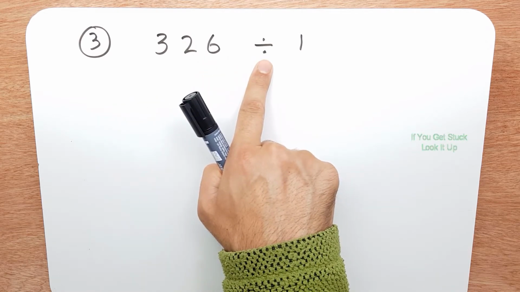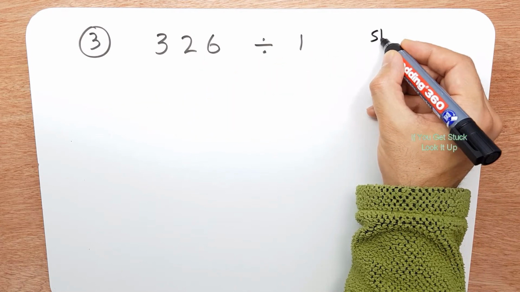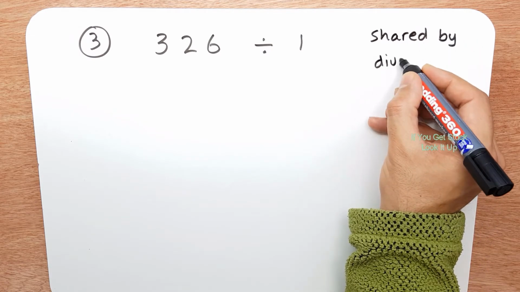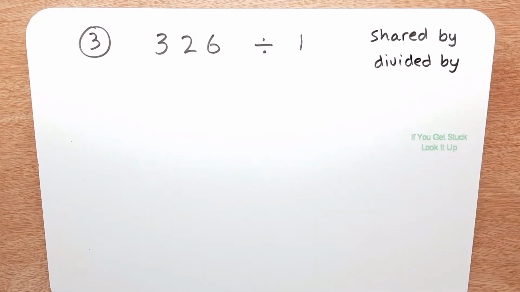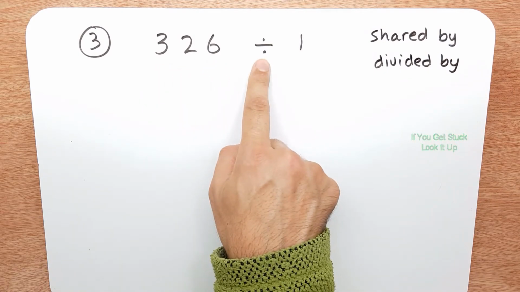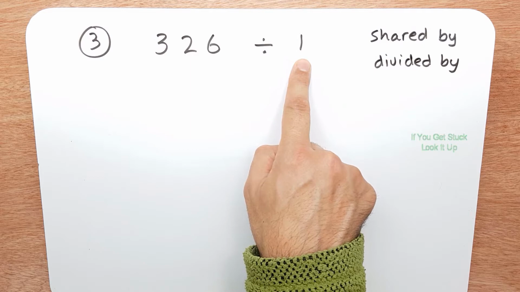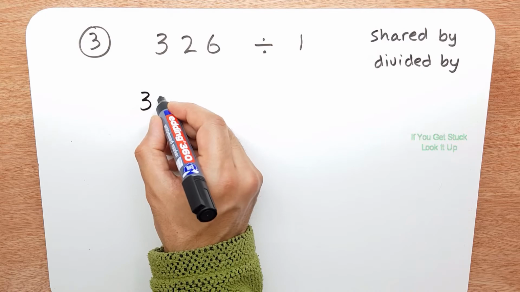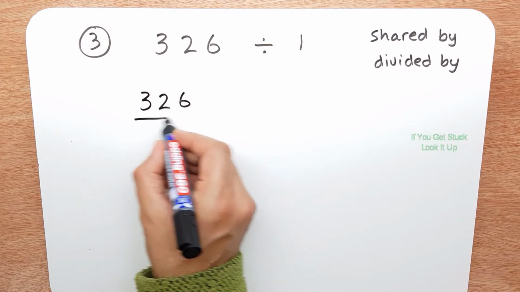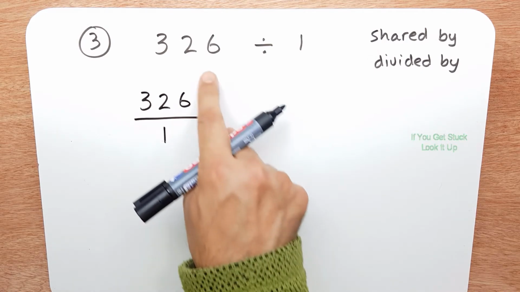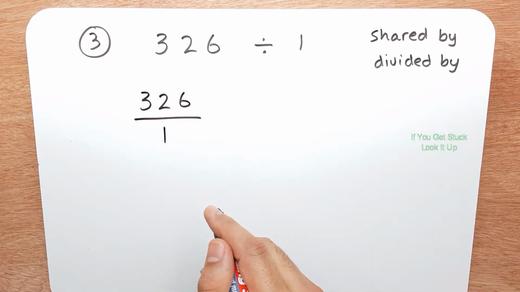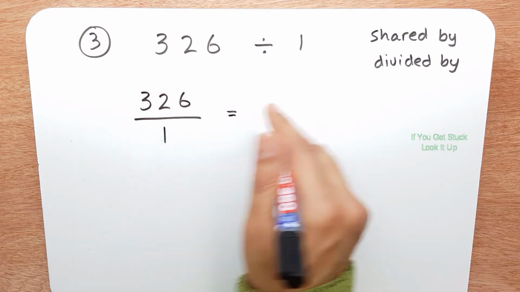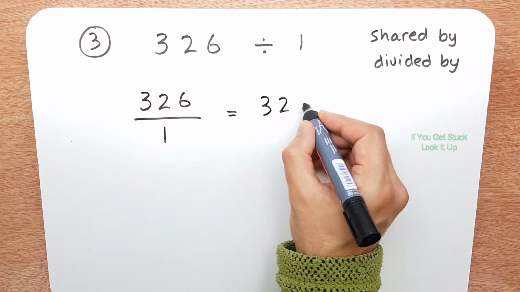Question 3 is 326 shared by 1. Shared by or divided by. Now how I like to do this is whenever I divide a number by 1, the answer is always this number. So 326 shared by 1. This is how I like to look at this. And the answer is always the number you're dividing. So 326.